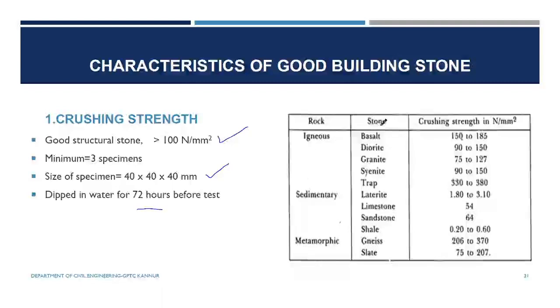For different rocks, the values are tabulated here. For igneous rocks like basalt, it is 150 to 185 Newton per mm square. It is a very high crushing strength, so basalt is very hard. From this table, you can conclude which are the highly compressive strength materials. You have to memorize all these things. There may be questions from this also.